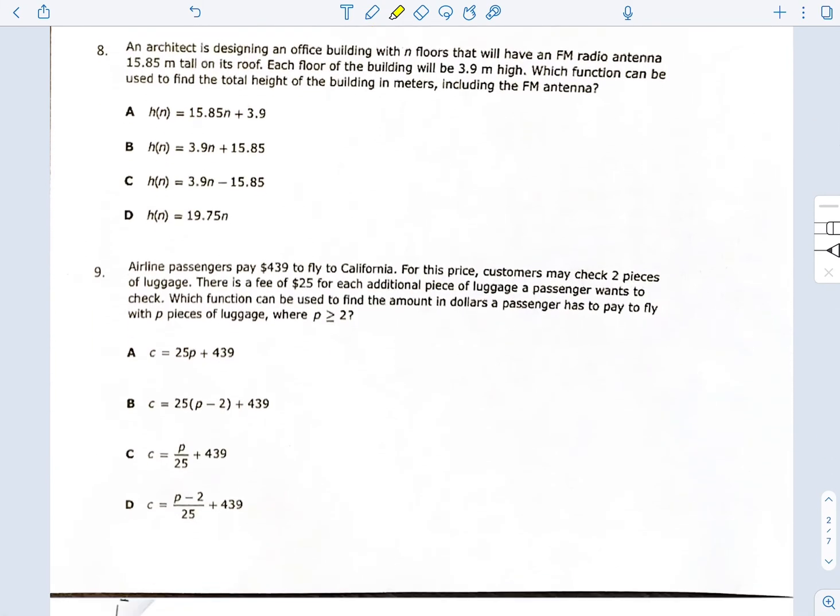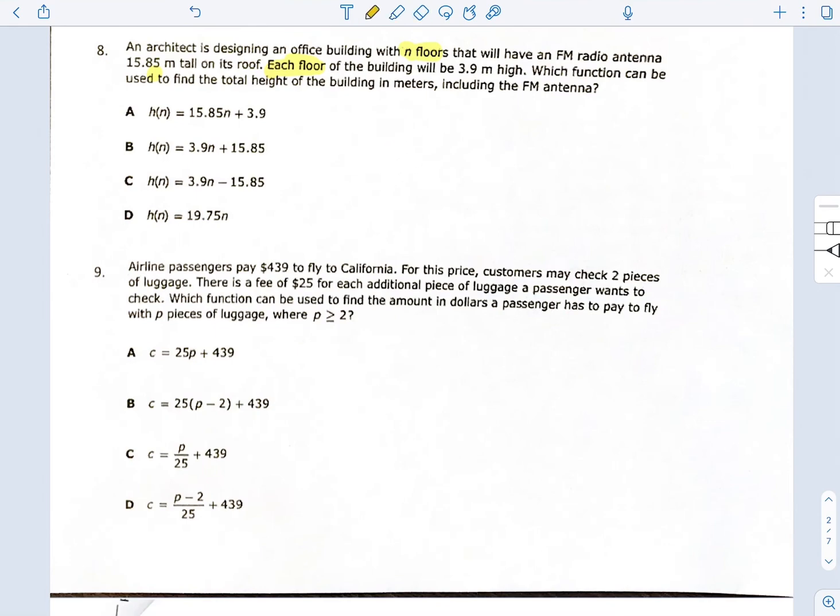All right, 8. It says an architect is designing an office building with N floors. That's important. That will have an FM radio antenna of 15.85 meters tall on its roof. Each floor, that's important, I meant to highlight that. Each floor of the building will be 3.9 meters high. Which function can be used to find the total height?